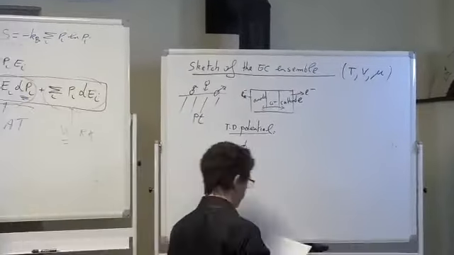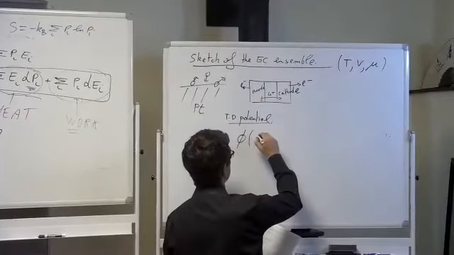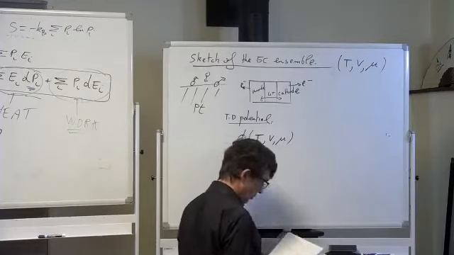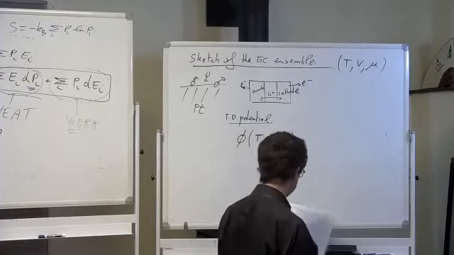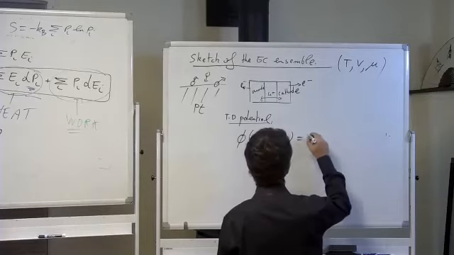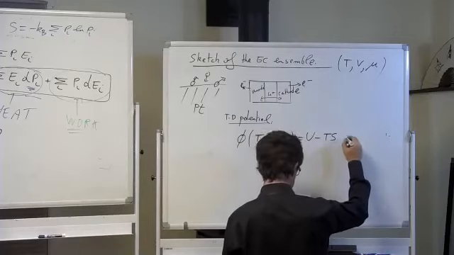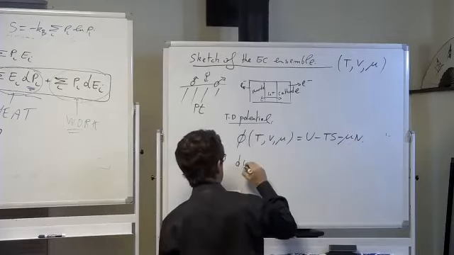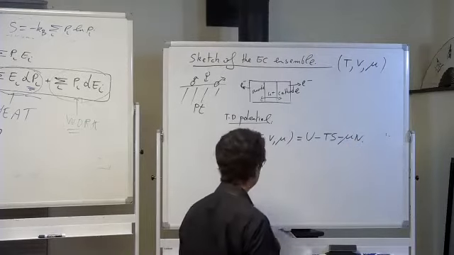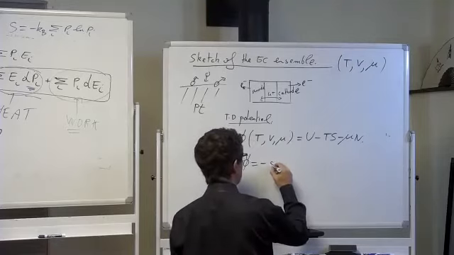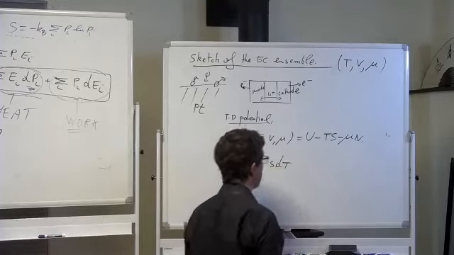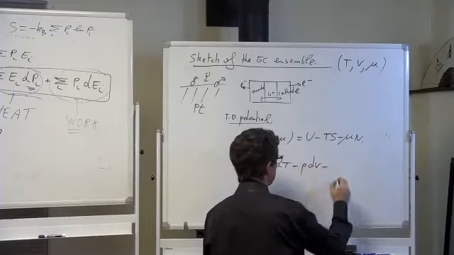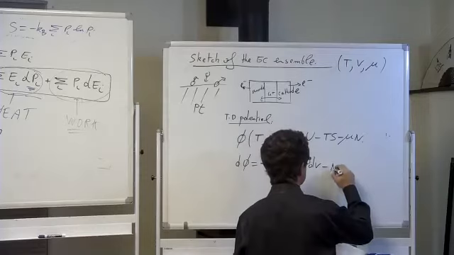you remember this, right? You would have some potential that now has variables T, V, and mu, where mu is the chemical potential of the particles that can exchange. So that would be defined as U minus TS minus mu N. And the differential of that potential would automatically be minus S dT minus P dV minus N d mu.